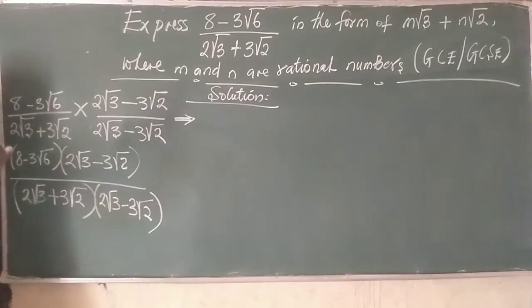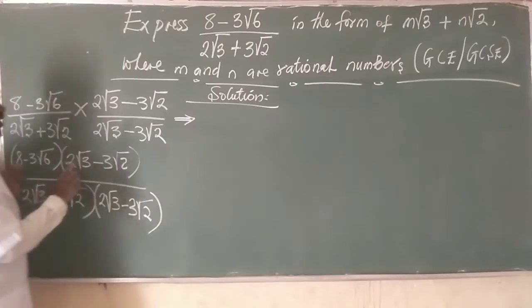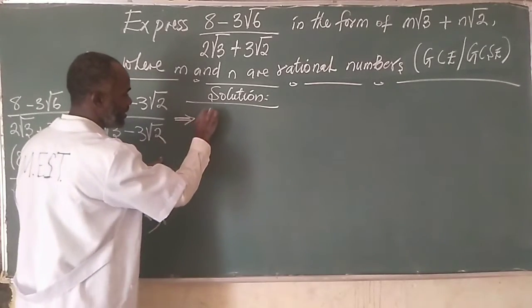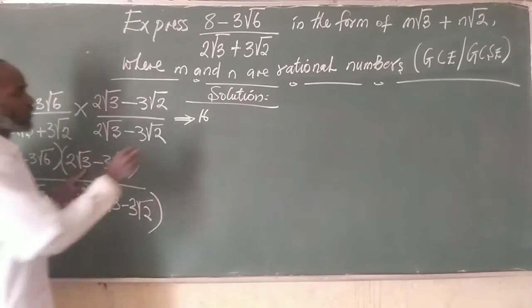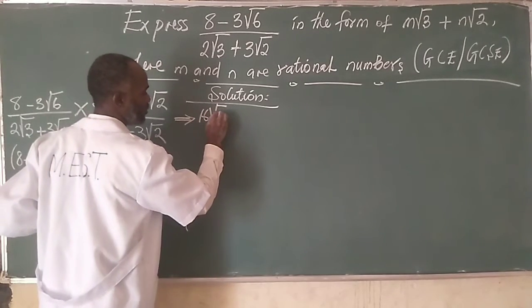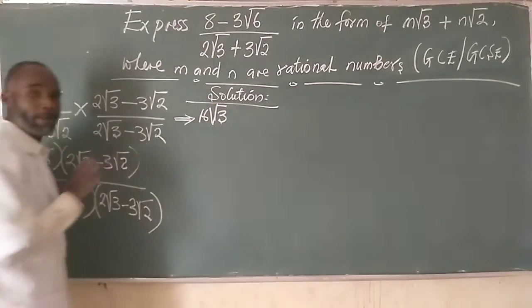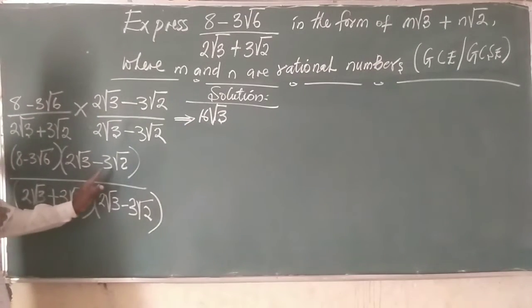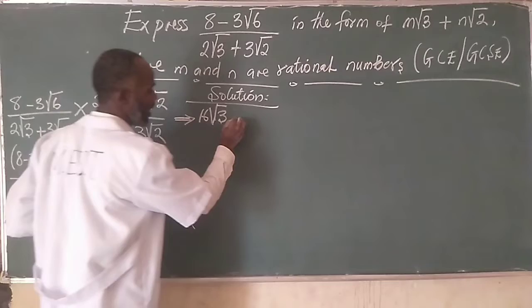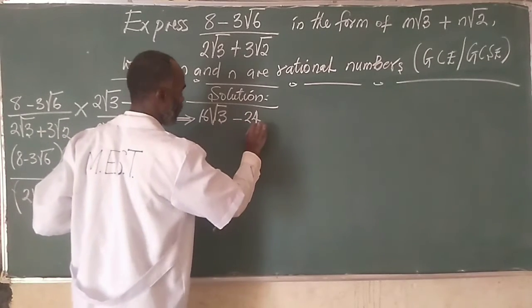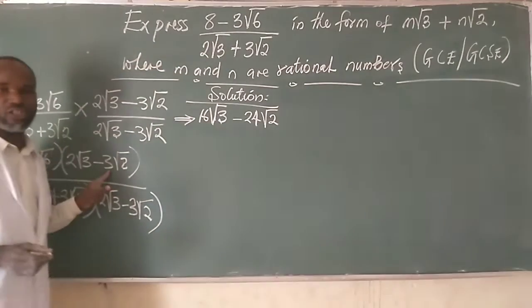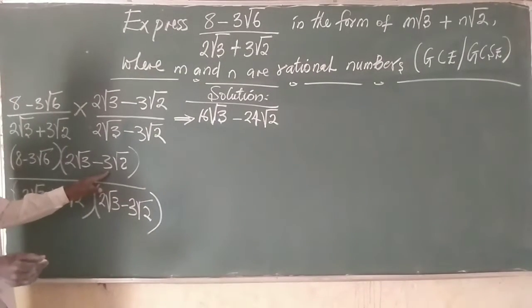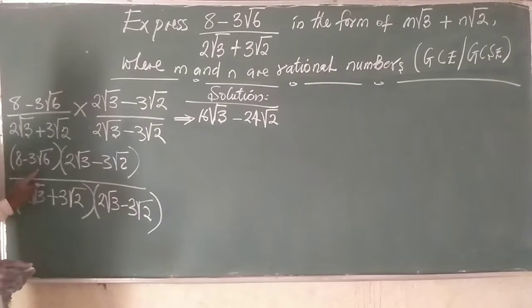Let's begin now. Take notes. 8 is going to multiply 2, and when that happens, we have 16 root 3. 8 times 2 is 16, root 3. So 8 is going to multiply this, and it's going to be minus 24 root 2. Good. We are done with 8, so let's move on.